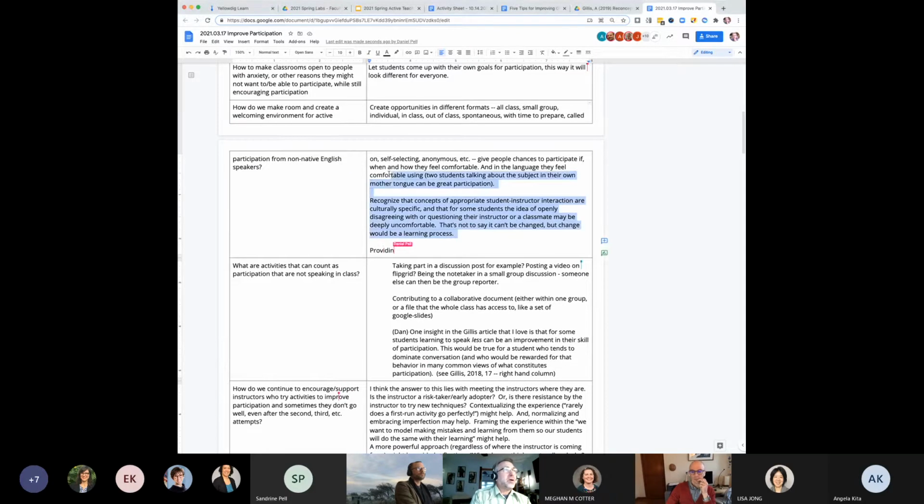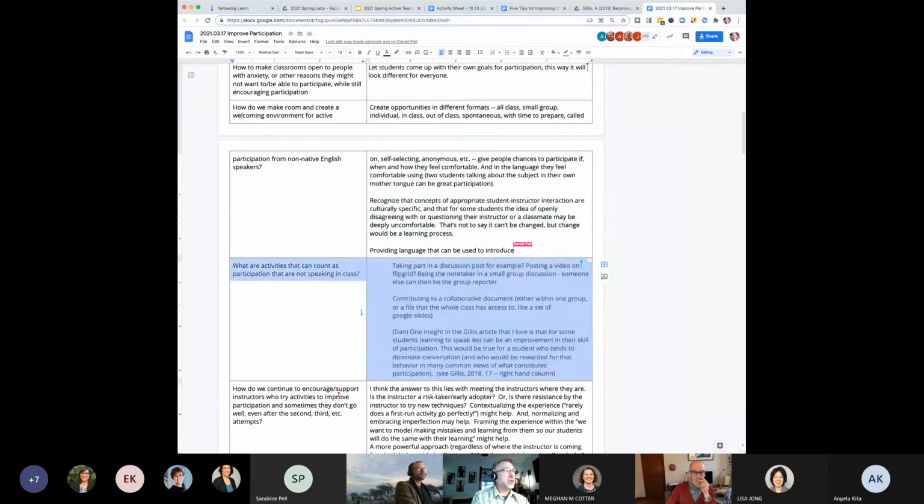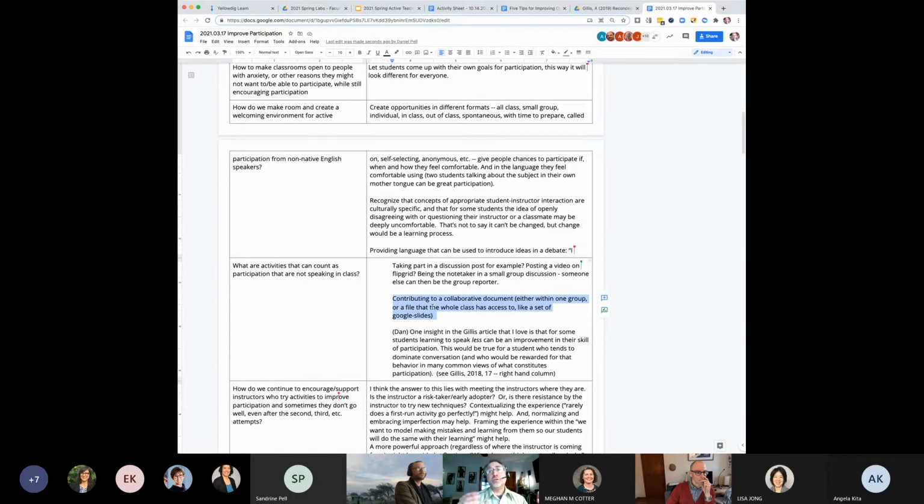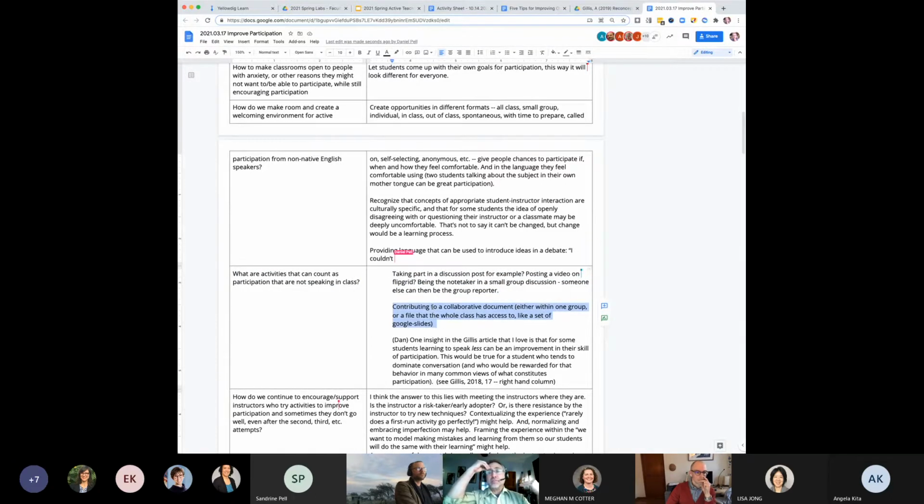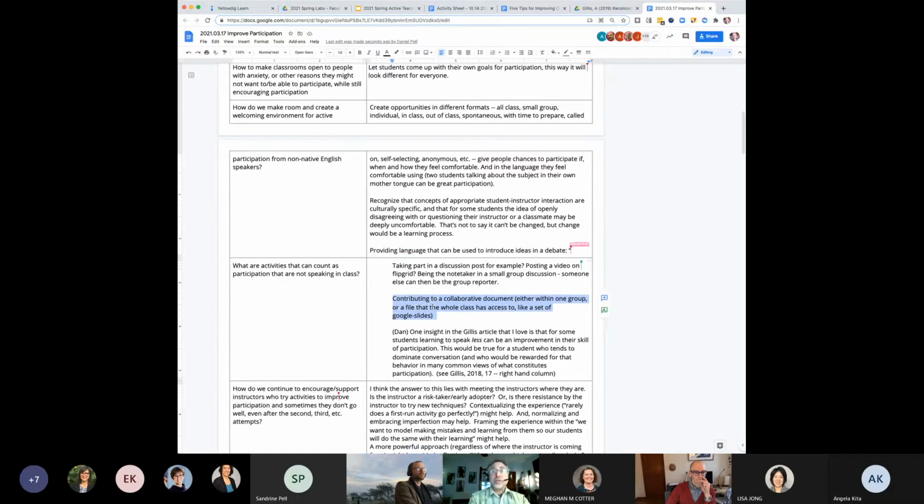And I encourage everybody to keep adding other ideas in this right-hand column, as Dan is doing. And we're going to go on to the next one. What are some activities that can count as participation that are not speaking in class? Great. We've got the discussion post here. Things like a collaborative document using Google Docs, Google Slides, Jamboard if it's supported by your department. We've probably all seen Padlets, even though that's not a supported tool by the university, it might be supported by your department.